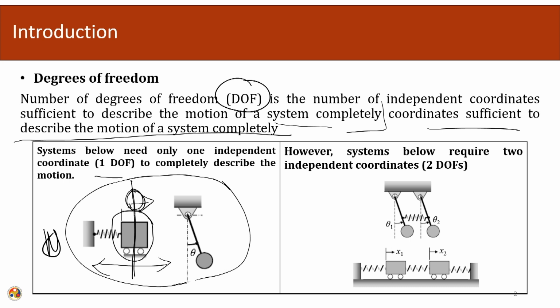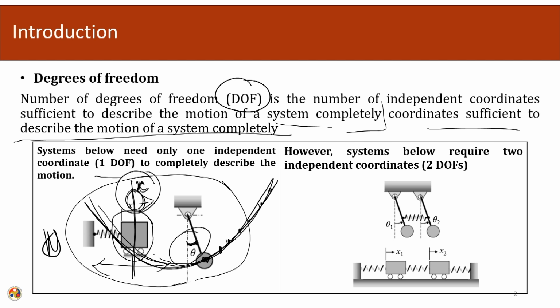Similarly, this pendulum follows this type of path. If we know the angle at any given instant of time, we can chalk out the position of this system at any given instant of time. So, this system can be described by one coordinate, the position of one coordinate at any given instant of time.